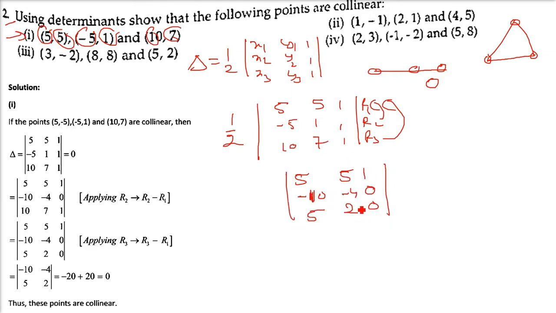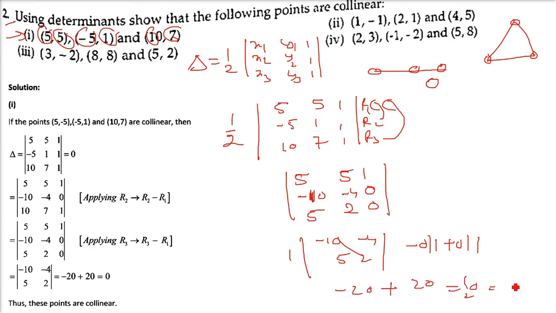So we will open it using the third column, 1 into minus, 0 and plus 0. So what do you get? This is minus 10, minus 4, 5 and 2. So minus 20, plus, 5 fours are 20. So 20 plus 20 minus 20 is 0. So now the area of the triangle is 0. That means these 3 points are collinear. They are on the same line. The area of the triangle is 0.